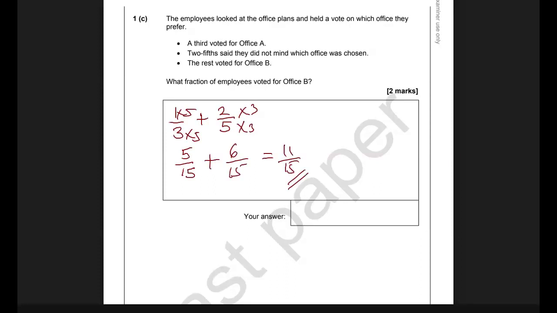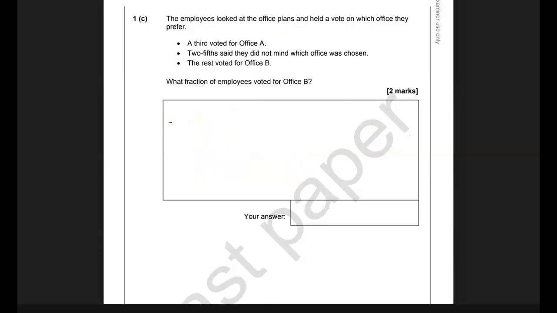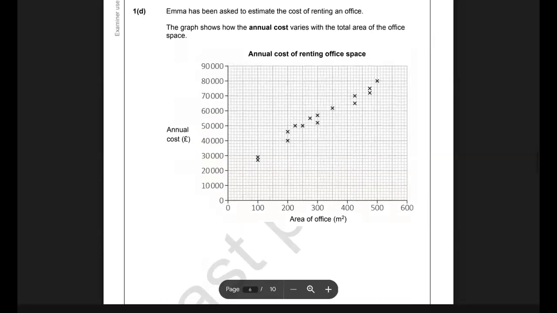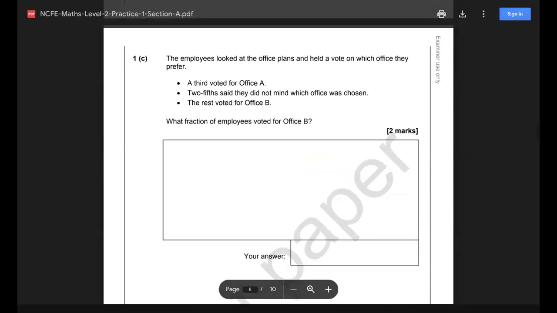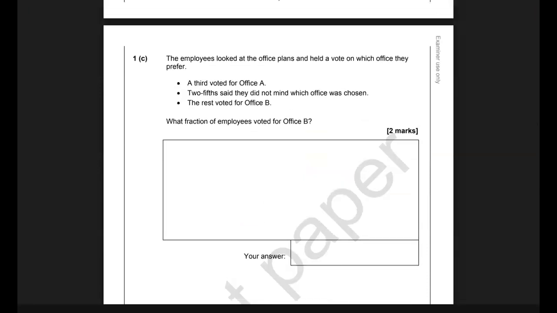So that is the people that voted for A or don't mind. So it's always out of 1. So you now do 1 minus 11/15. That gives you 4/15. That's the answer. Who got 4/15? Who got 4/15?